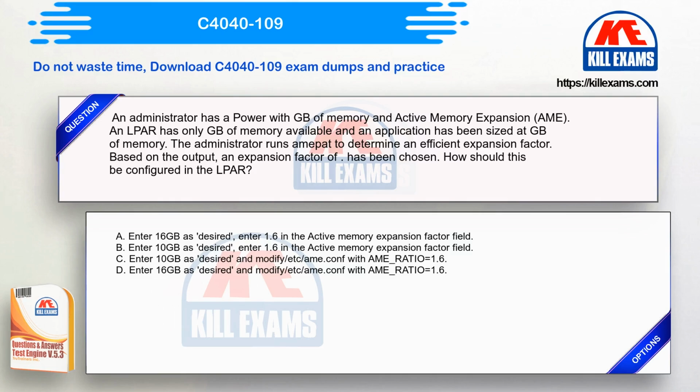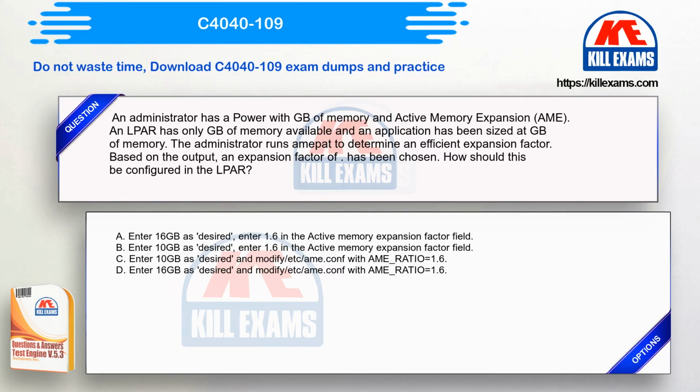An administrator has a Power server with GB of memory and active memory expansion, AME. A helper has only GB of memory available and an application has been sized at GB of memory. The administrator runs amepat to determine an efficient expansion factor. Based on the output, an expansion factor has been chosen. How should this be configured in the helper?